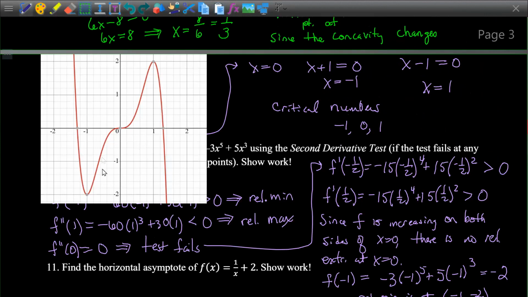So you can see here, so at 0, this is not a relative min or a max. And so at -1, we had a value of -2, and this is a relative min. It's a min in that area around -1. And then we had a relative max over at 1, and its value was 2.